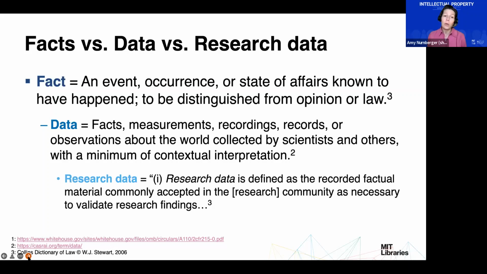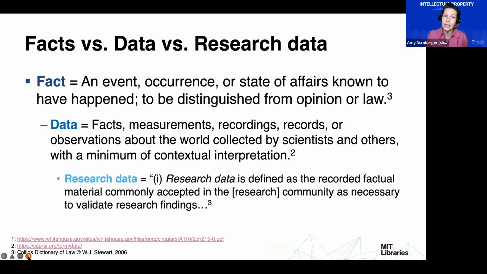So really what we're looking at and talking about today is research data. And you can see here the definition that's given by the Office of Management and Budget out of the White House. And it's really looking at the activity of research and scholarship and the factual materials that are needed to support claims that are made in that space, or items that are discovered, revealed, introduced, created during the process, the activity of research and scholarship.